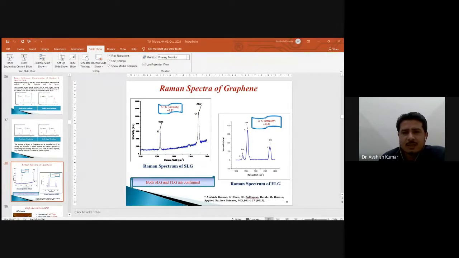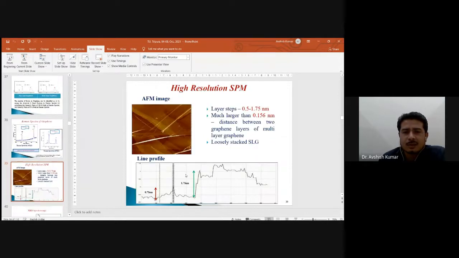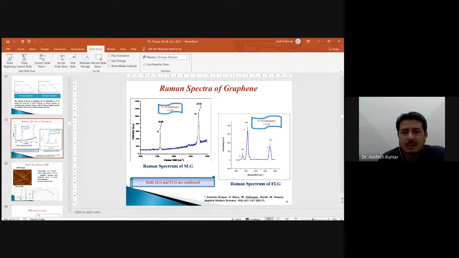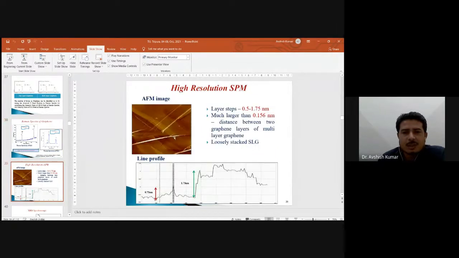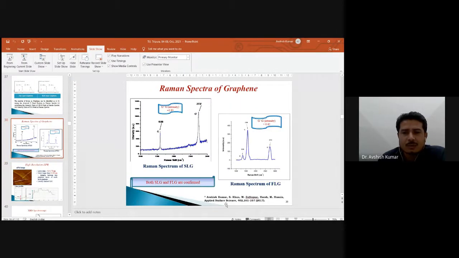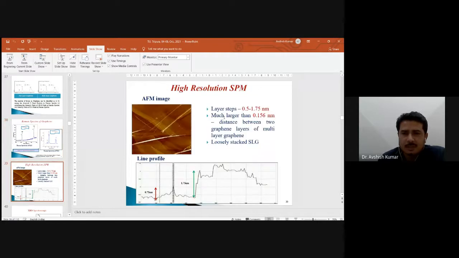So basically you can use these techniques for the identification of the layers of your sample. We have also done this characterization. Yes, we have already published this paper in Applied Surface Science. I need to mention it here. These results are already published there, so if you want more details, you can search for and go through this paper.